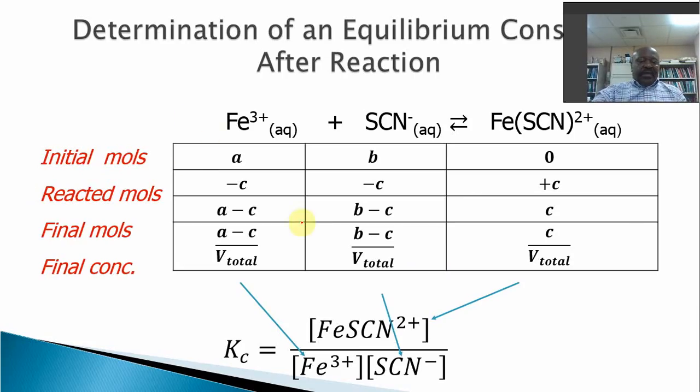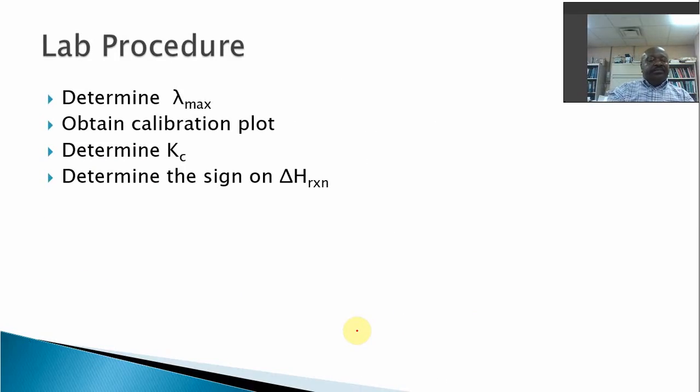So here it is. If you assume this is A, B, and 0, and suppose you form C here, then C moles, then you can subtract here. This table, the ICE table. Anyway, moving along. And so you can do these calculations, A minus C, B minus C, and then if you divide it by the total volume, then you can find the volume in liters, then you can find the concentration of each one of these, and then you can calculate the equilibrium constant.